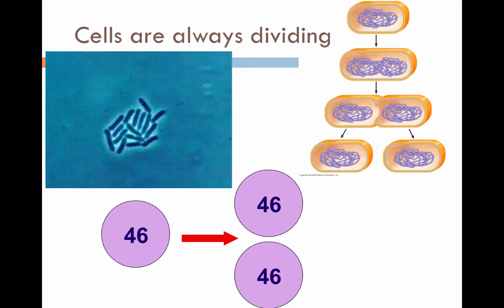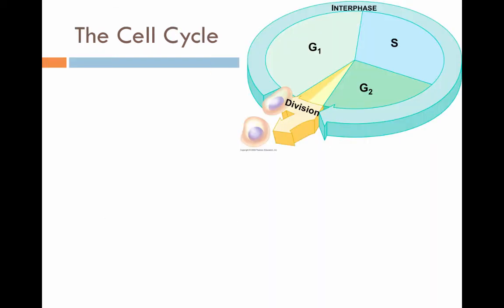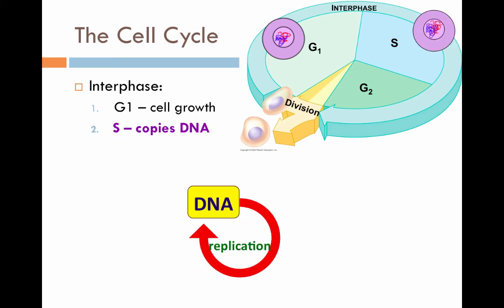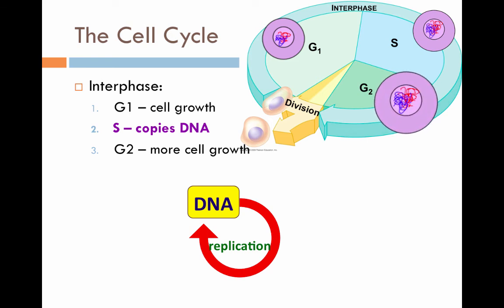In order for cells to divide, they need to pass through the cell cycle. G1, the cell grows. S, the DNA is copied. And G2, the cell grows some more. So what we are talking about is DNA replication, which happens in the S phase of interphase.